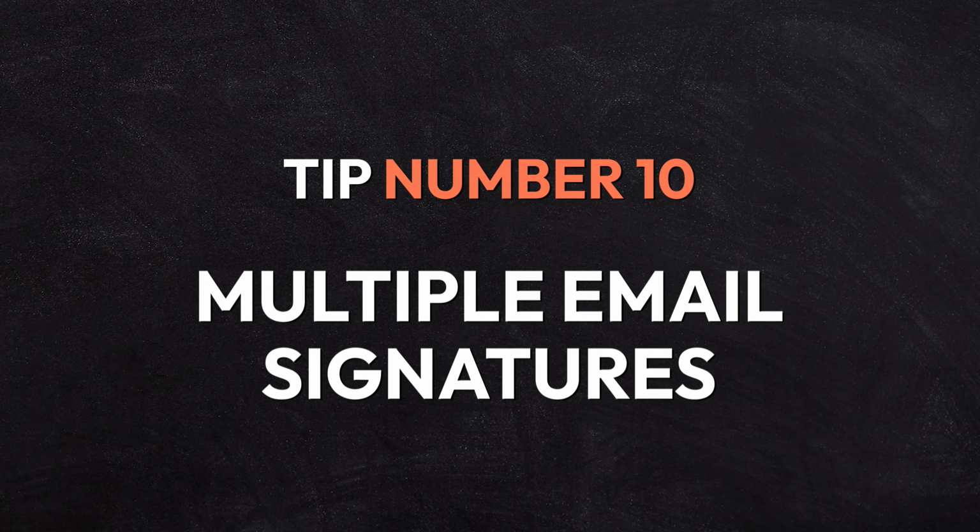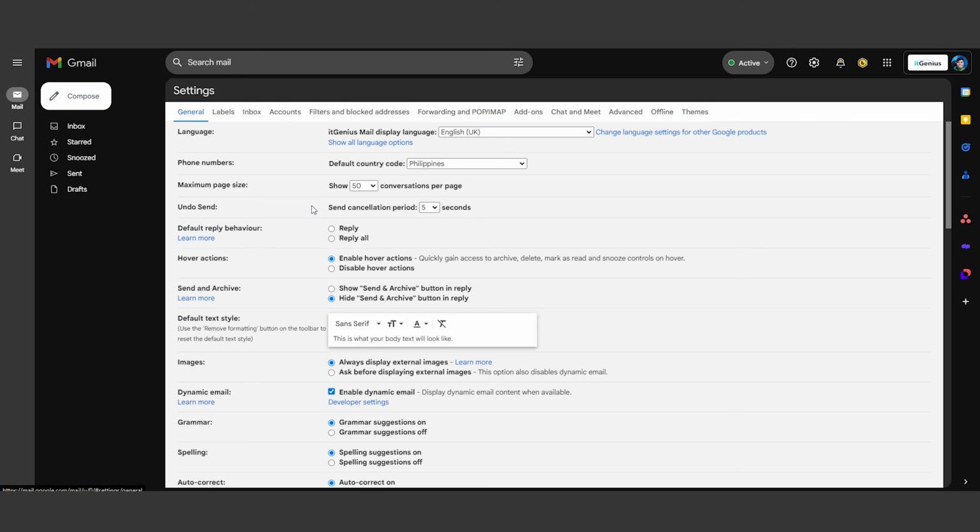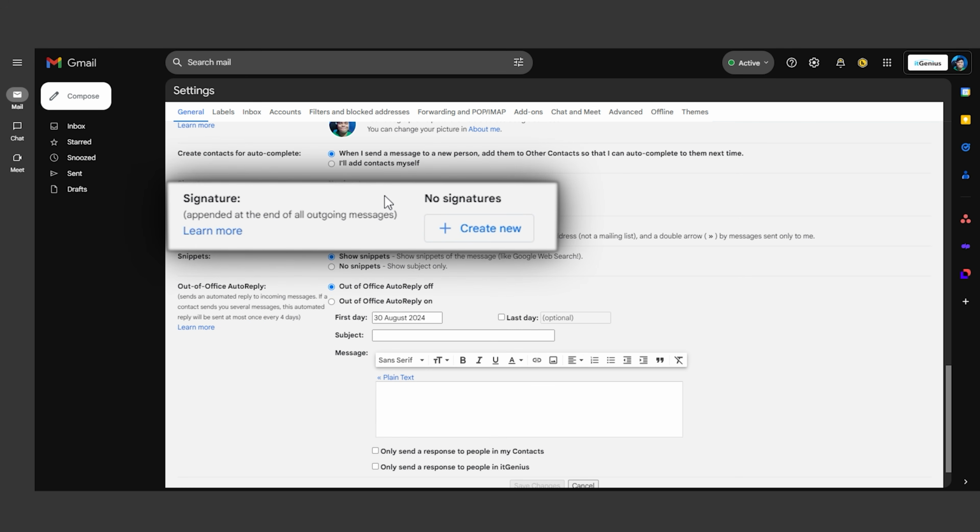Tip number 10, multiple email signatures. Switching between different email contexts? Set up multiple email signatures. In the settings under the General tab, create and manage different signatures. Easily switch between them while composing emails to fit your different roles or messages perfectly.